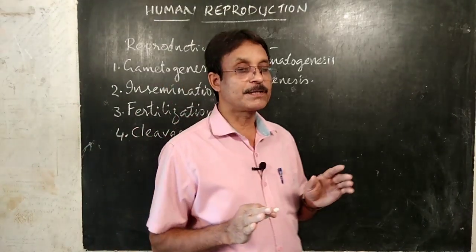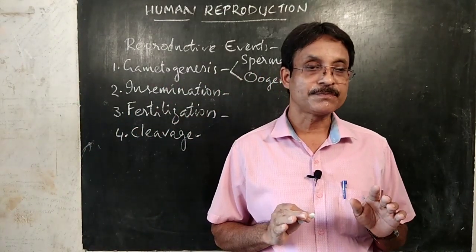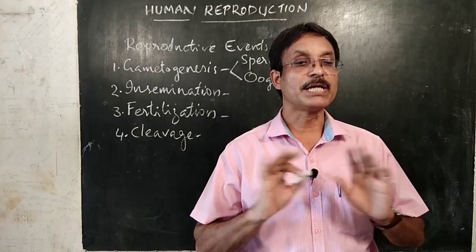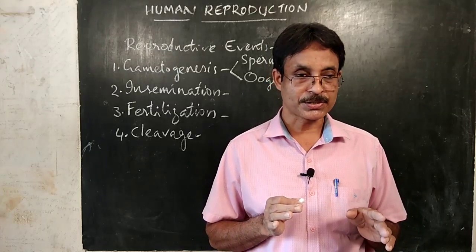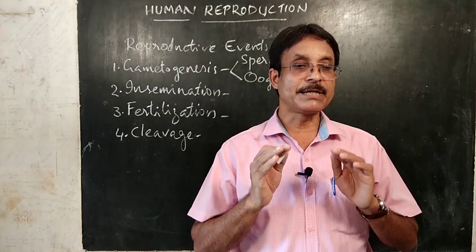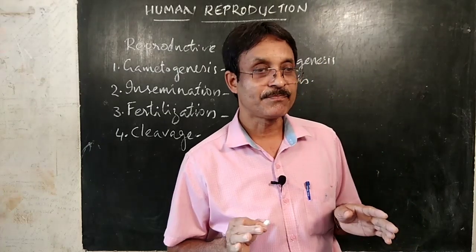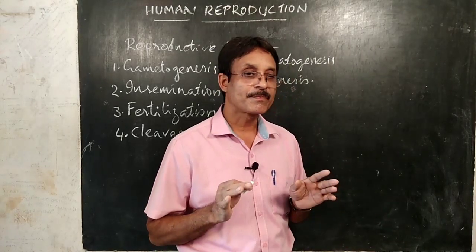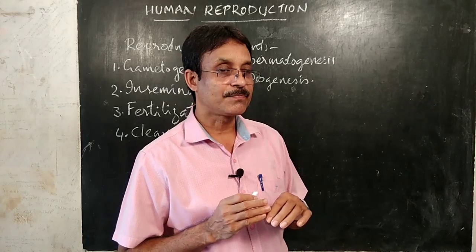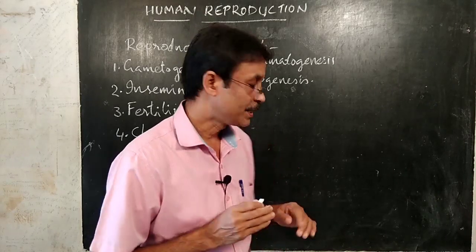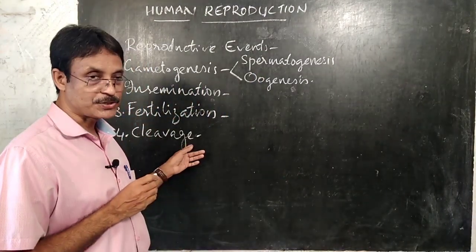Immediately after the formation of zygote, it will start mitotic division. It will divide by mitosis. This mitotic division of zygote to form a ball-like structure, the blastocyst, is called cleavage.